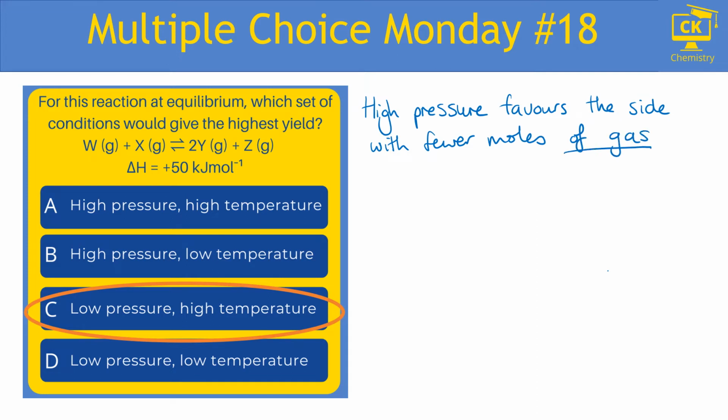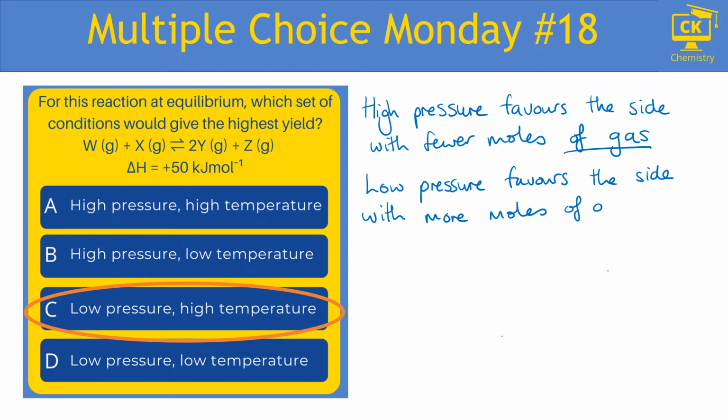Now, of course, for this reaction, we're actually talking about low pressure, so we might want to reverse that statement. Low pressure favours the side with more moles of gas. And then in how we would relate that to this equation, that is the right-hand side, which explains why lower pressure will favour the right-hand side, meaning the equilibrium will move to the right, make more Y and Z, and that will give us a higher yield.